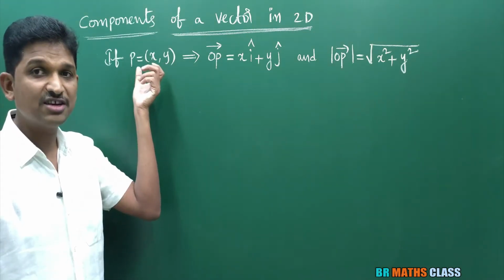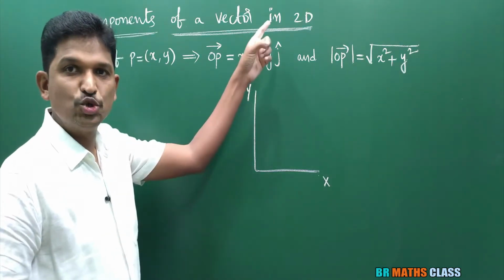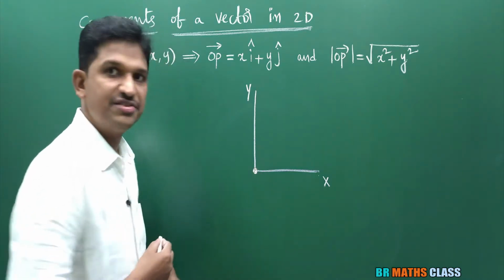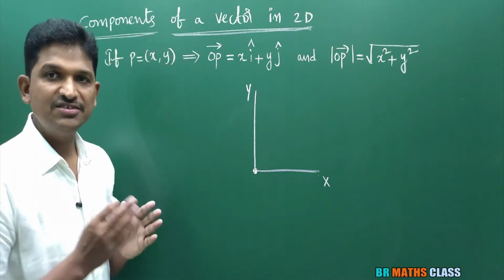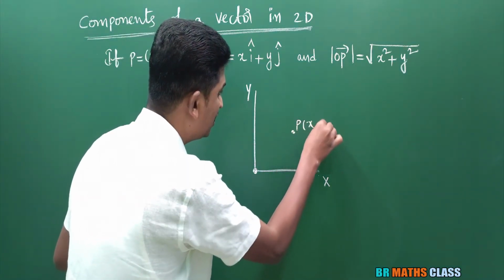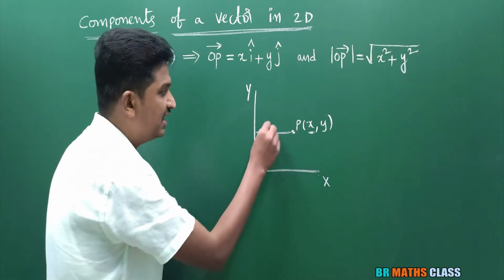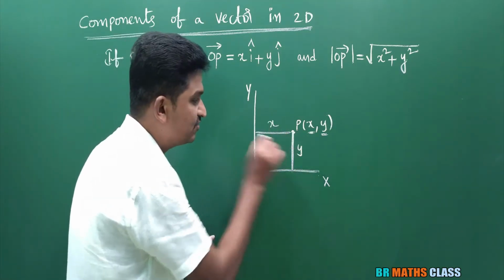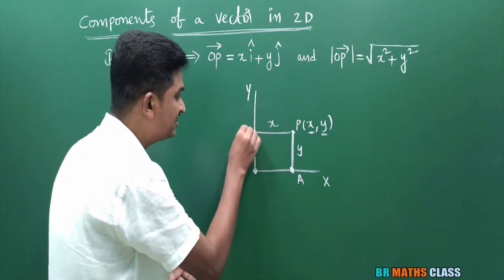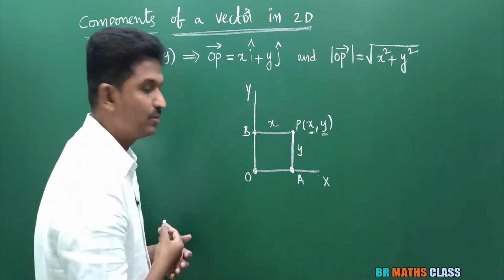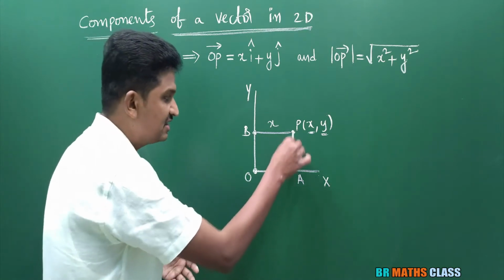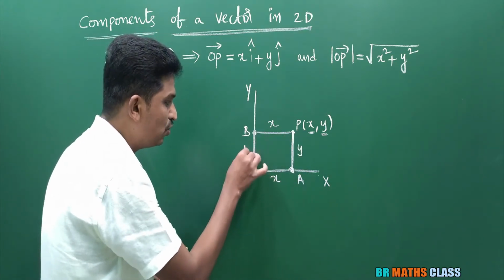I will consider a point x comma y in a plane. This is in two-dimensional geometry, na? That's why I considered the x-axis and y-axis. This is the origin. Now P of x comma y is a point in a plane. I'll take the point P here. As you have taken P as x comma y, this length is x and this length is y. Now observe, I'll take this as point A, this as point B, and this is the origin O. As this length is x, this length is also x. As this length is y, this length is also y.